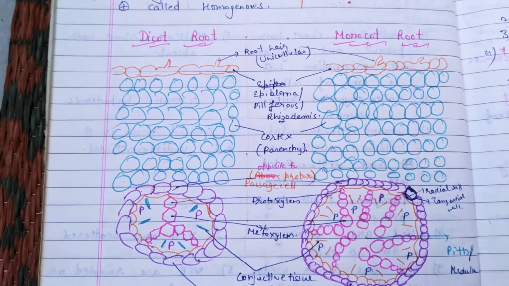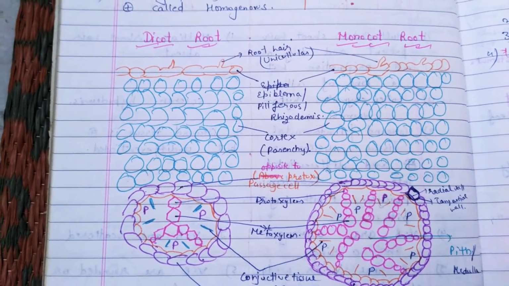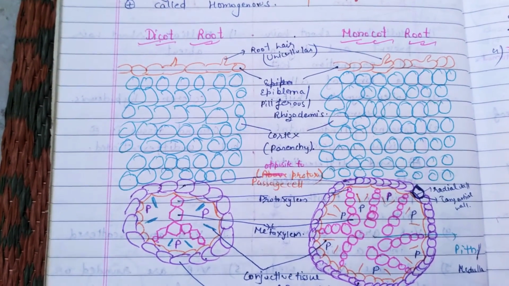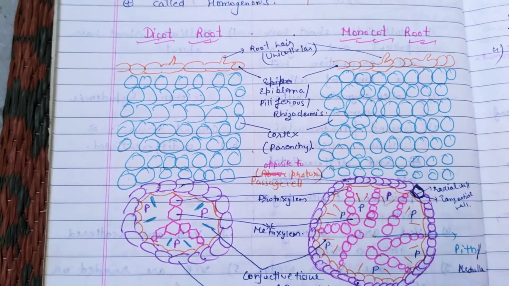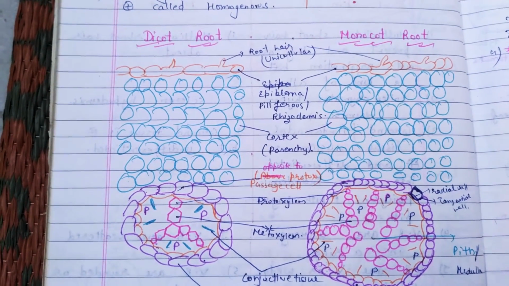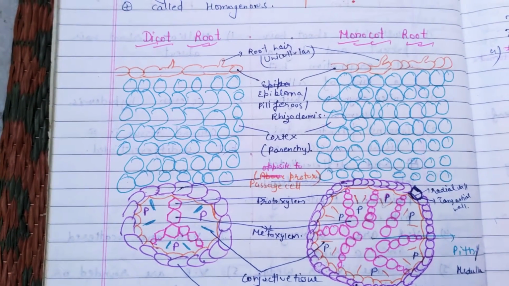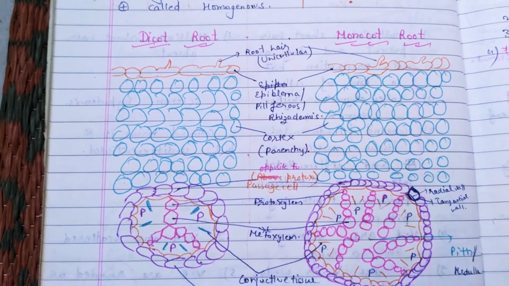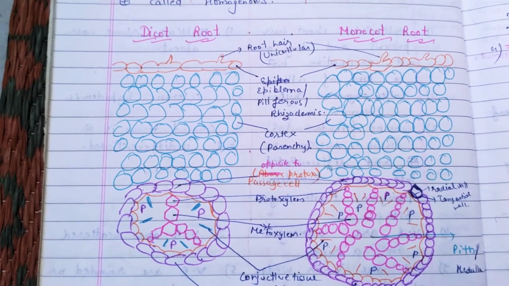According to histology theory, there are four parts related to monocot root. That is calyptrogen, which helps in the formation of the root cap. Second is dermatogen, which helps in the formation of the epidermal tissue system. Third is periblem, which is responsible for the formation of ground meristem, and the last one is plerome, which is responsible for the formation of the vascular tissue system.